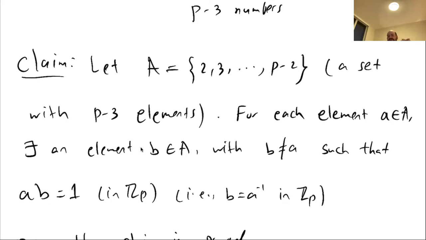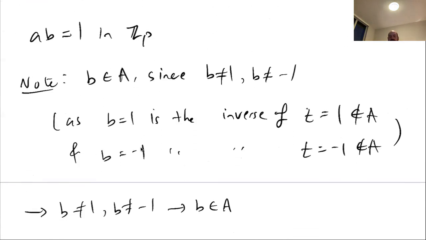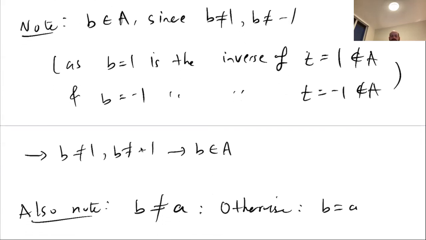But this element B cannot be 1 or minus 1 either. Why? Because 1 is the inverse of 1 itself, and 1 is not in A. So if B equals 1 is the inverse of a equals 1, then B equals 1 cannot be the inverse of small a anymore, because one number cannot be the inverse of two numbers at the same time. Similarly, if B equals minus 1 is the inverse of a equals minus 1, it cannot be the inverse of small a anymore. So B is not equal to 1, not equal to minus 1, therefore it has to be in A.